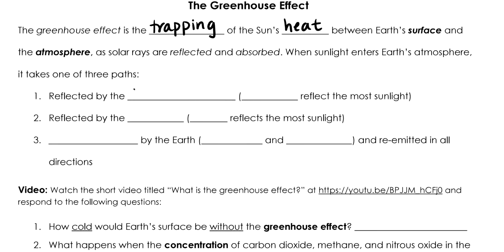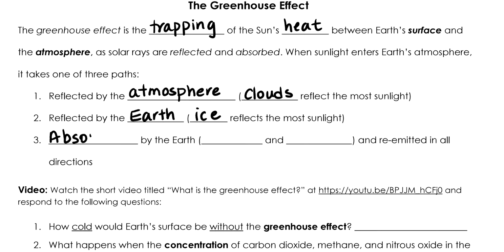It can be reflected by the atmosphere, and in fact, it's the clouds or the water vapor in the atmosphere that do most of the reflecting. The rays can also be reflected by the Earth's surface. Specifically, ice sheets reflect the most sunlight. Or the rays can be absorbed, and the parts of Earth's surface that do the most absorbing are the land and the oceans.